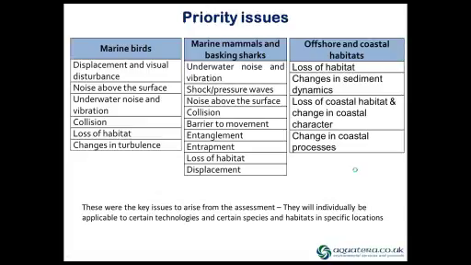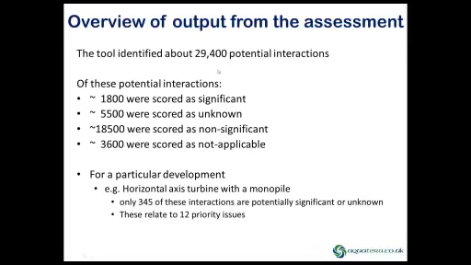So in the analysis that we've undertaken, we identified 30,000 possible interactions. Of those, only 1,800 were scored as potentially significant. And when we've looked at specific technologies in particular areas, that number reduces further. So here, for a horizontal axis turbine with a monopile foundation, we ended up with only 345 possible interactions, and they related to just 12 of those priority issues.